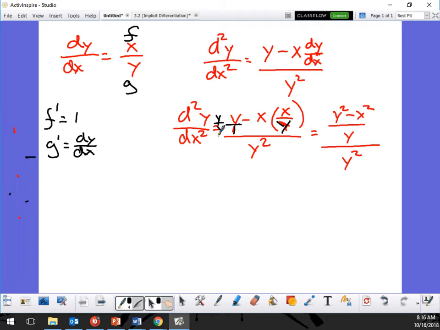So when I do that, to get the common denominator, that's going to give me y squared over y minus, this is already over y, isn't it? x times x times x is x squared over y, right? And then I just combine it with y squared minus x squared over y. Okay, does that make sense? So I was just common denominating that, that's all I was doing.